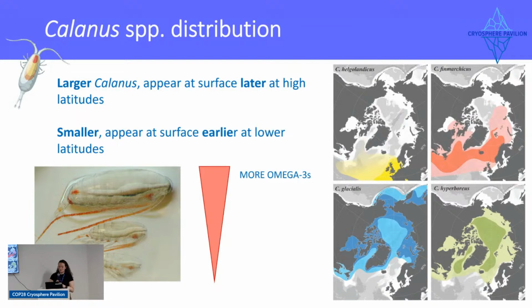So where we find calanus, in the Arctic, we find that the larger, more fatty, more lipid-rich calanus appears higher up in the Arctic, and you get smaller, less fatty, less lipid-rich calanus lower down and more towards the Atlantic and the Mediterranean. And as we get closer up into the poles, we get more of that omega-3, that really healthy fatty acid.